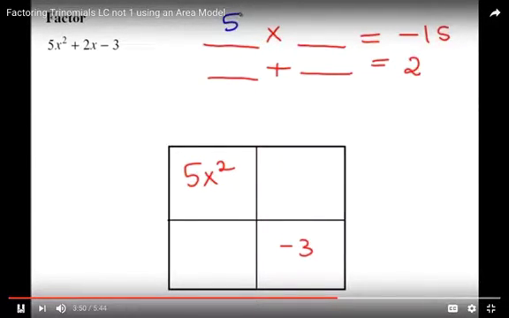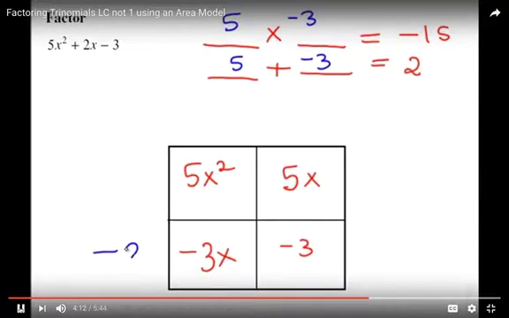Great, so what two numbers? How about 5 and 3? But one of them has to be negative to make it negative 15. Well, the 3 has to be negative in order to get positive 2 when we add them. So we have 5x, we have negative 3x, and now we look for common factors. So here I see a negative 3 as a common factor, so I know that that length has to be negative 3. What else? I see, that means this has to be x to get negative 3x. This one has to be 5x to get 5x squared, and that last one has to be 1.